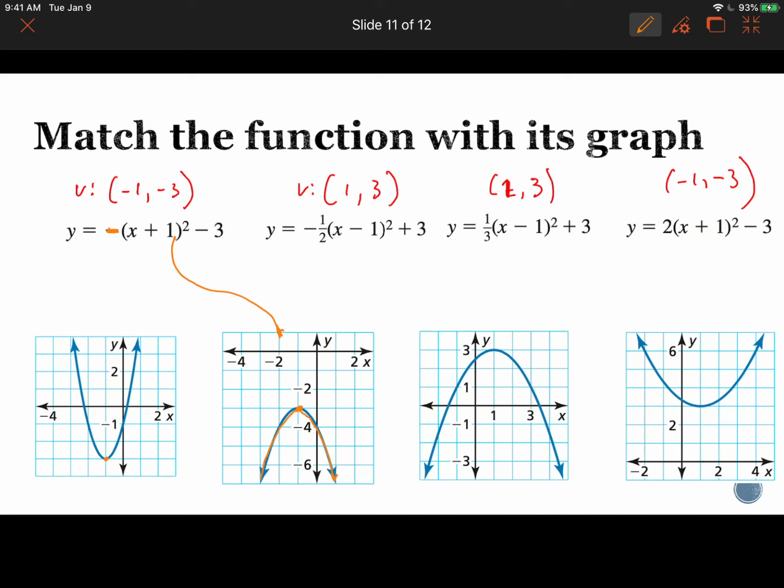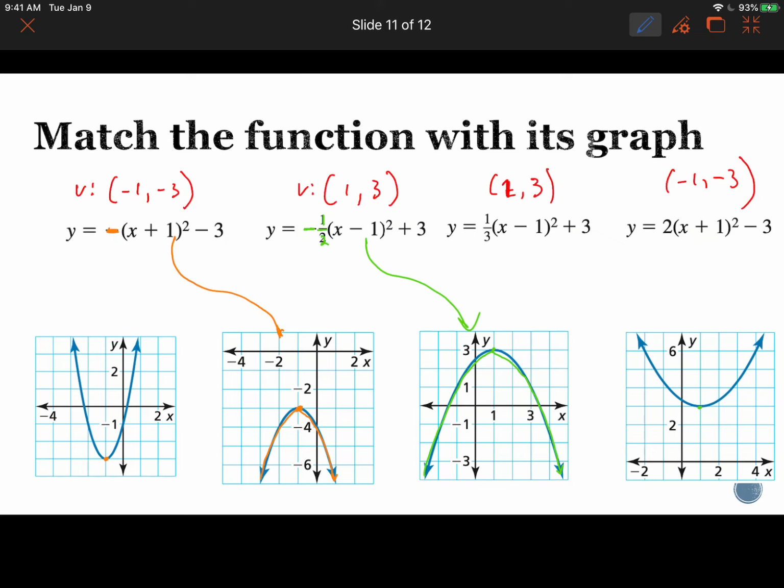Let's take a look at the next one. 1, 3. Again, I have 2 more that share. But I do know that this negative will give me a reflection. So it'll flip my parabola upside down. And this 1/2 will make my parabola a bit wider than normal. So this function goes to that graph.